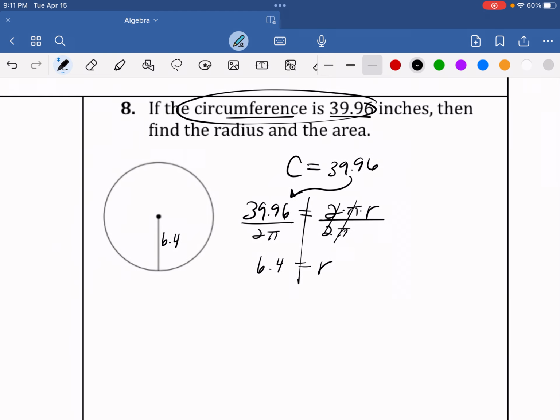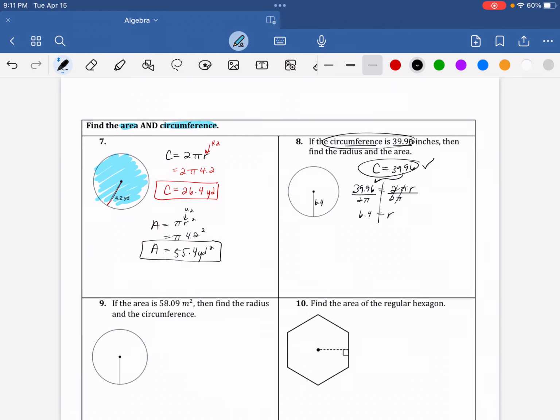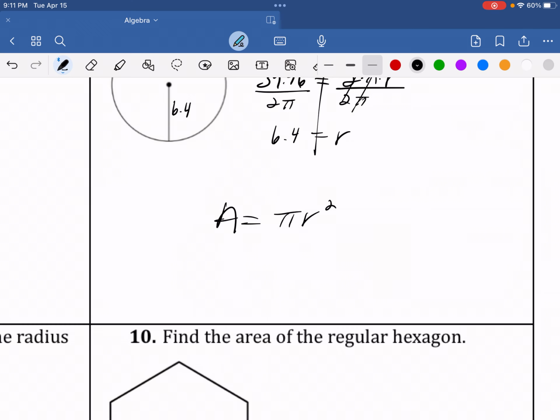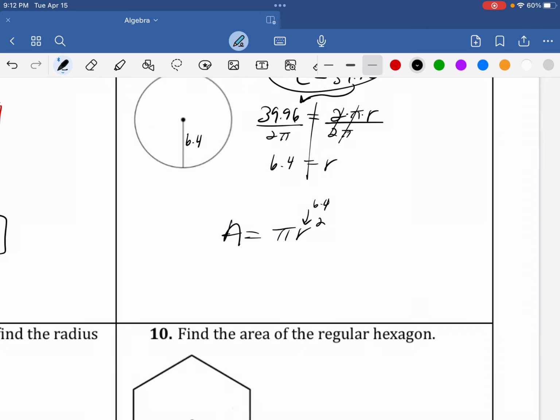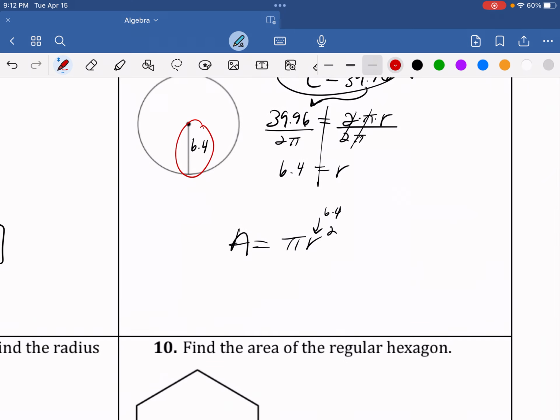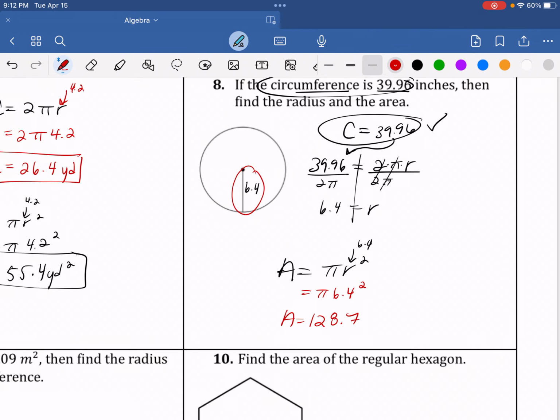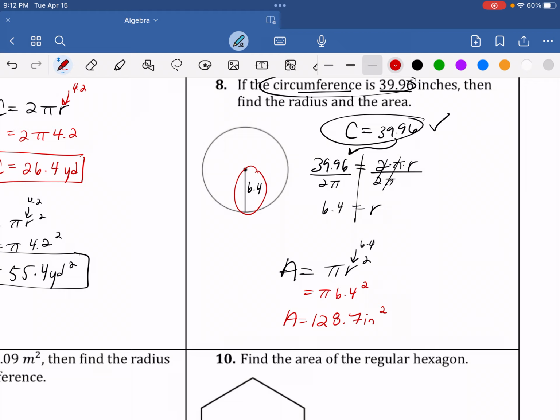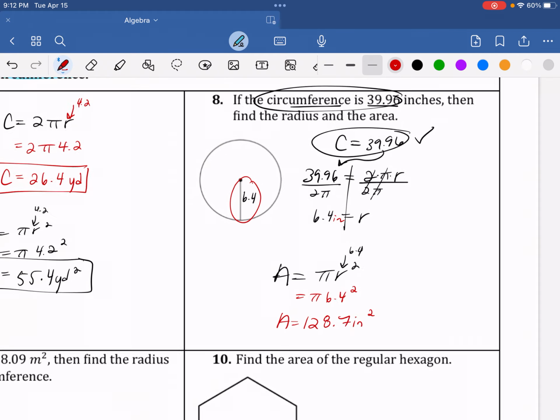And now we already know the answer to circumference because the directions were to find the circumference. And now we need the area. Area is pi r squared. So right here we put 6.4 because we just found that the radius is 6.4. So it's pi 6.4 squared. And we get 128.67, so I'm going to round it to 128.7. And that would be inches squared. And the radius was just inches, normal inches.